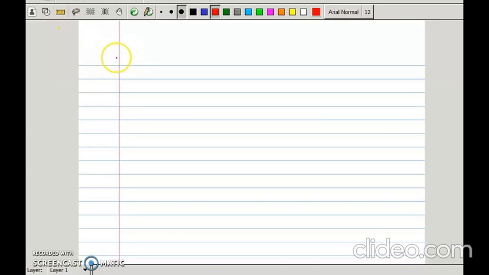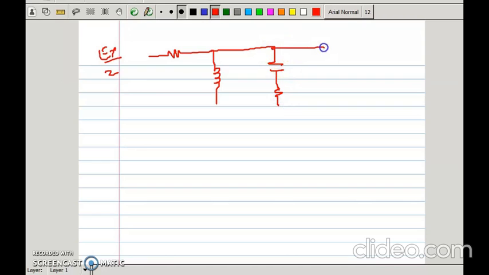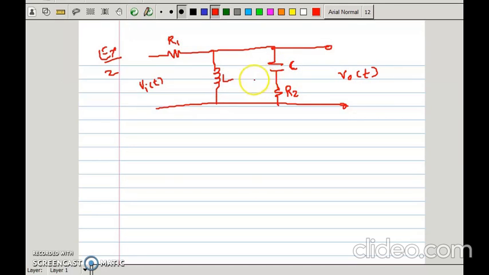Let's take the next numerical from your example, that is example number 2. Here we are taking one resistance, then one inductance, and in the second branch a capacitor and a resistor. This is the output. Here we consider the Vi of t, here we consider the Vo of t. Here resistor R1, this is R2, L and C. They are giving only symbols here, not values.